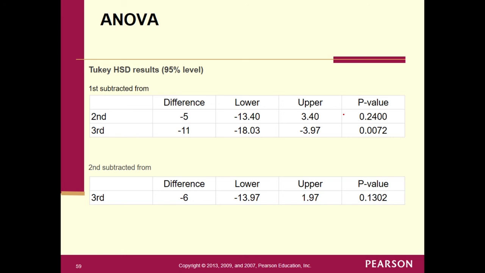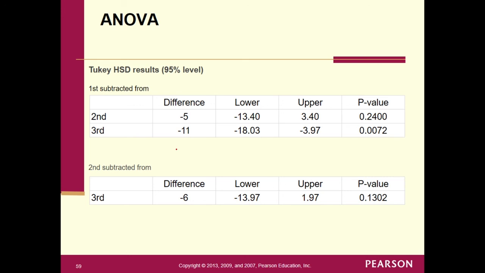Now you got to be careful here. And this is not exclusive to StatCrunch. Every computer program does this, the way it's set up. And so notice what this says. The first is subtracted from the second. The first is subtracted from the third. And then you come down here. The second is subtracted from the third. Subtracted from.